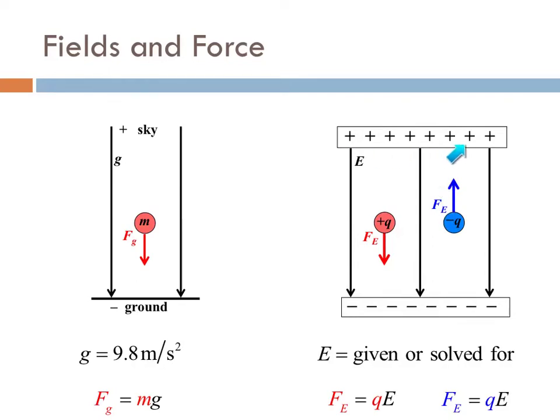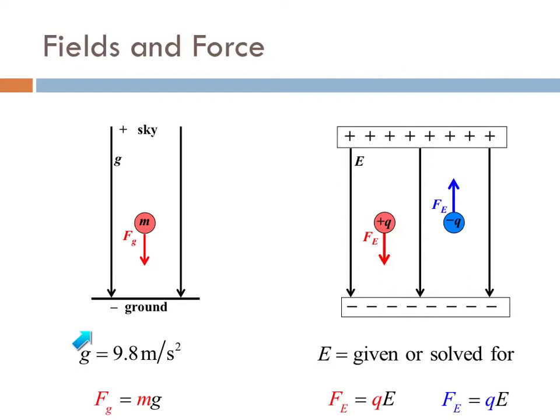Now, the way you want to think about electric field is very similar to a gravitational field. The sky is going to be considered positive and the ground will be considered negative. So if we place a mass in that gravitational field, it's going to be attracted to the ground. Okay? So we know that our gravitational field is 9.8 meters per second squared. That's the acceleration of our mass in that field.